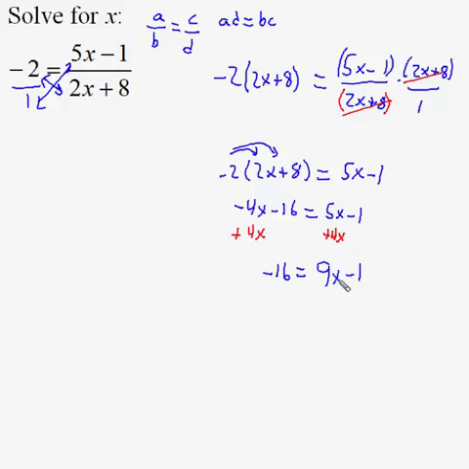And now to solve for x, I'm going to do the inverse of subtracting 1. I'm going to add 1 to both sides of the equation. So on the left, I have negative 16 plus 1 is negative 15. On the right-hand side, subtracting 1 and adding 1 simplifies out, so you just have 9x. Now remember that the 9 is being multiplied by x. So if it's being multiplied by 9, I will do the inverse and divide both sides by 9. And again, 9 divided by 9 is just 1. It simplifies out. And I'm left with negative 15 ninths equals x.